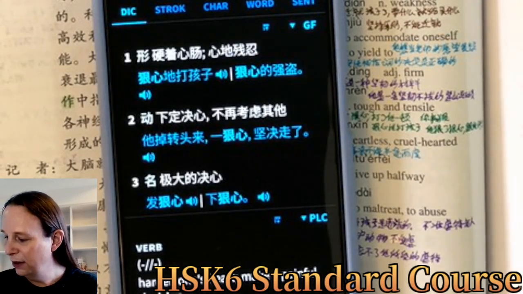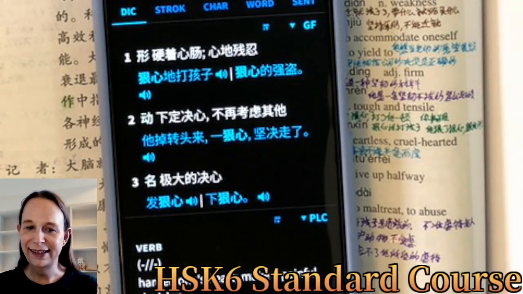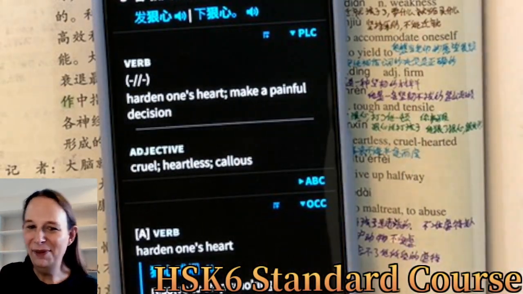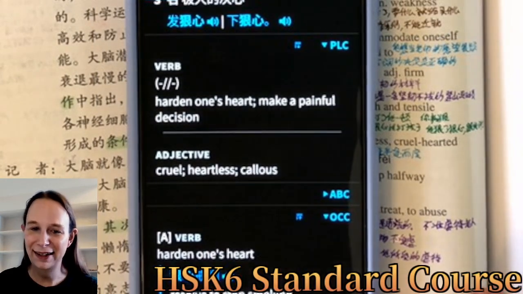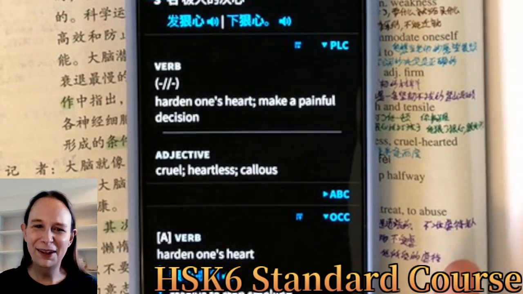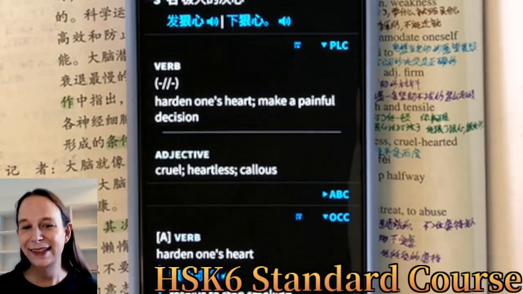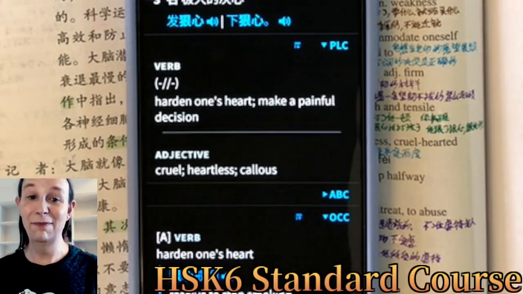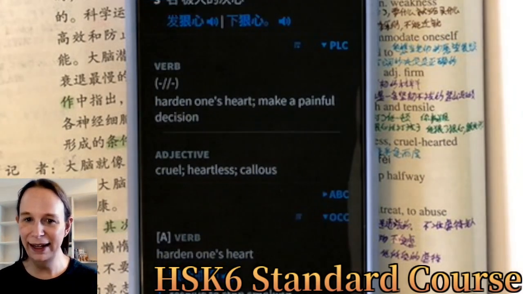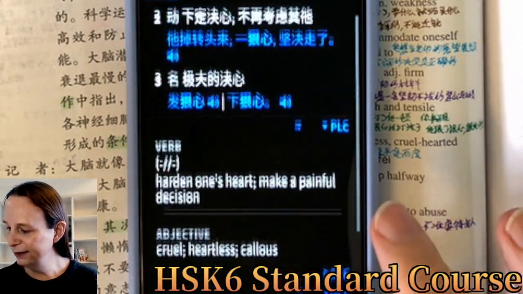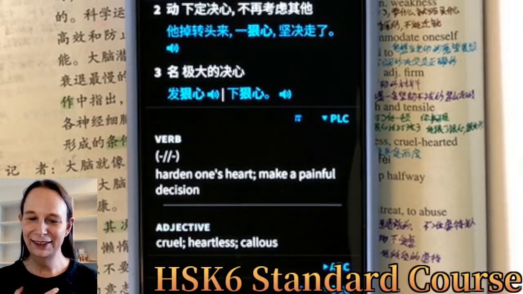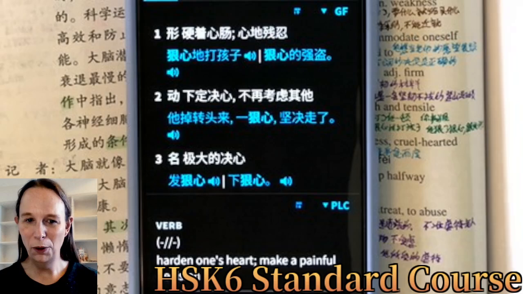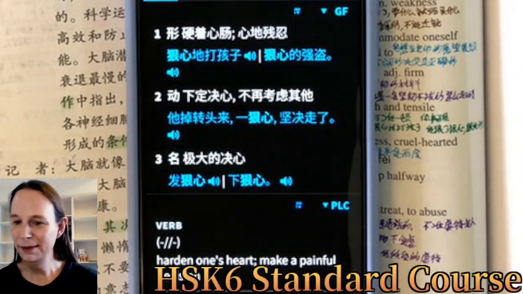下定决心，不再考虑其他. Okay, so you need to harden your heart. So, I mean, maybe you're an employer and you have to fire someone. It sometimes happens. But you don't want to. You have emotions and you feel for them, but maybe it's not working out for such and such a reason. Or for example, the company has less and less money or something like this. 狠心. So you harden your heart so that you don't feel the pain. You have to make objective, cold, calculated business decisions sometimes.